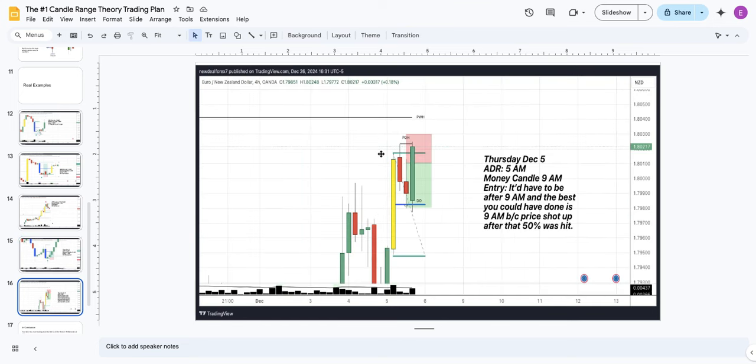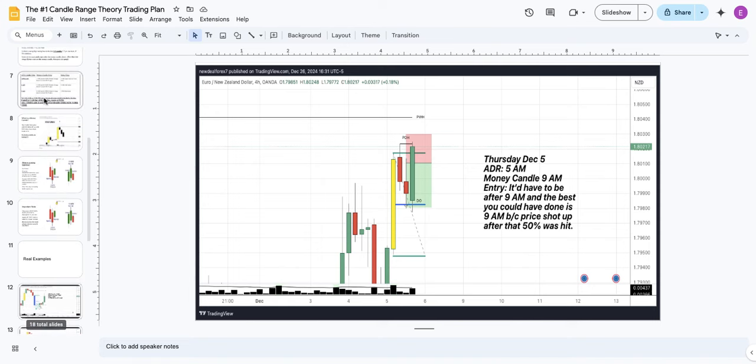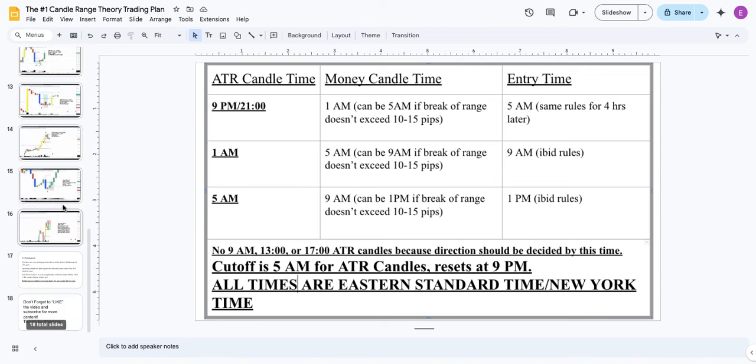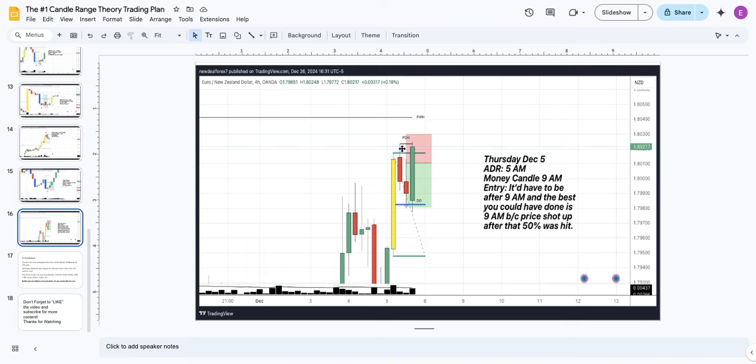And so this last example here, we have a yellow ATR candle, which was at 5 a.m. on Euro New Zealand. Okay, and then our money candle was at 9 a.m. So let's just go back to our timings to be sure. Okay, 5 and the 9 a.m. money candle. So at 1 p.m. is when I'm starting to trade. You take the trade, 9 p.m., you get 50% of the range, and then price did shoot back up when it hit the middle of the range.